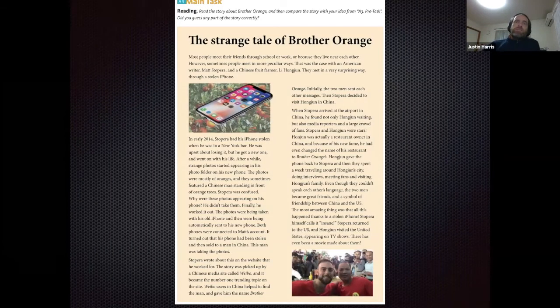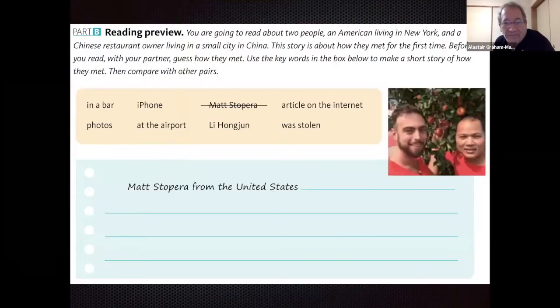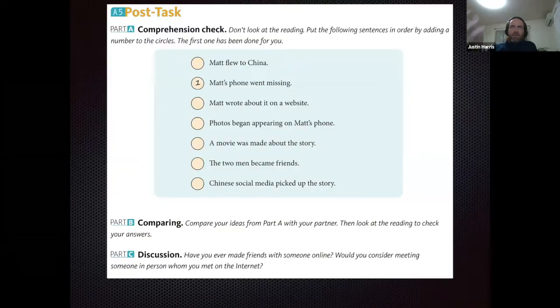But anyway, that's the approach that we've taken. We're trying to get away from that linguistic outcome, trying to get interest in the reading before you read. And then there is a post task, which is more linguistic. In this case, it would be a reordering of what happened, one of those 1, 2, 3, 4, 5, 6 things.